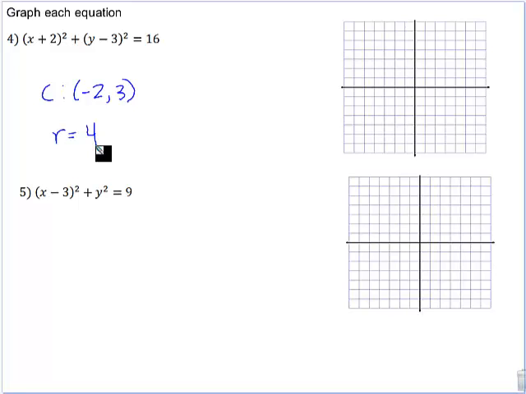Is that okay? Everyone okay with the 4? I just took the square root. So you're first going to plot the center of negative 2, 3. And then if the radius is 4, you'll go out 4 in the 4 directions that we can count on here. And then you take those 4 points and you're going to try to make the best circle that you possibly can make.